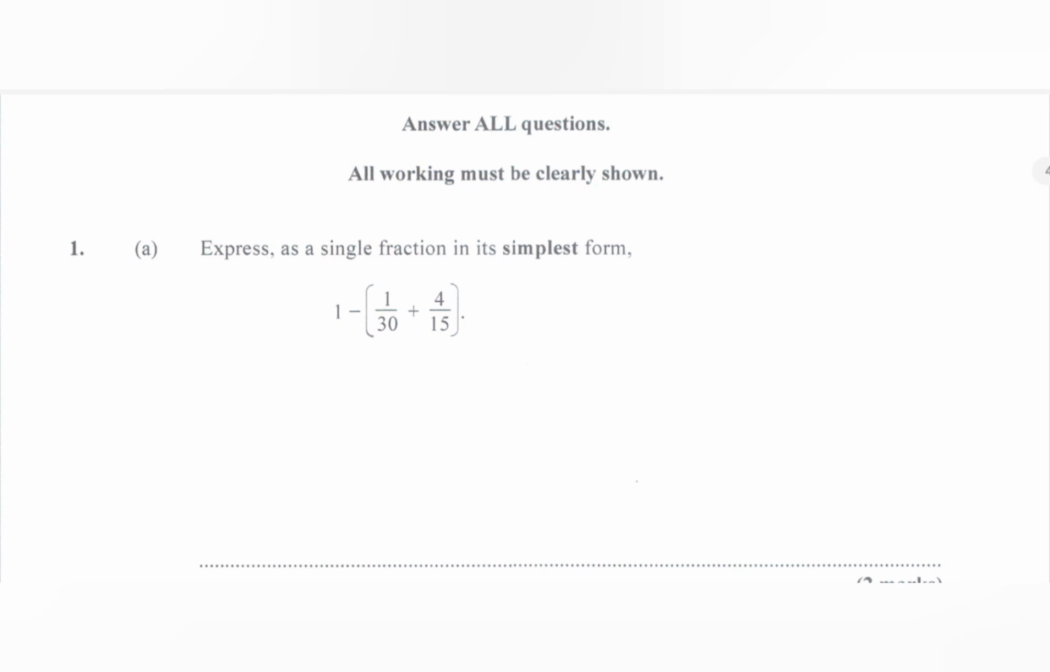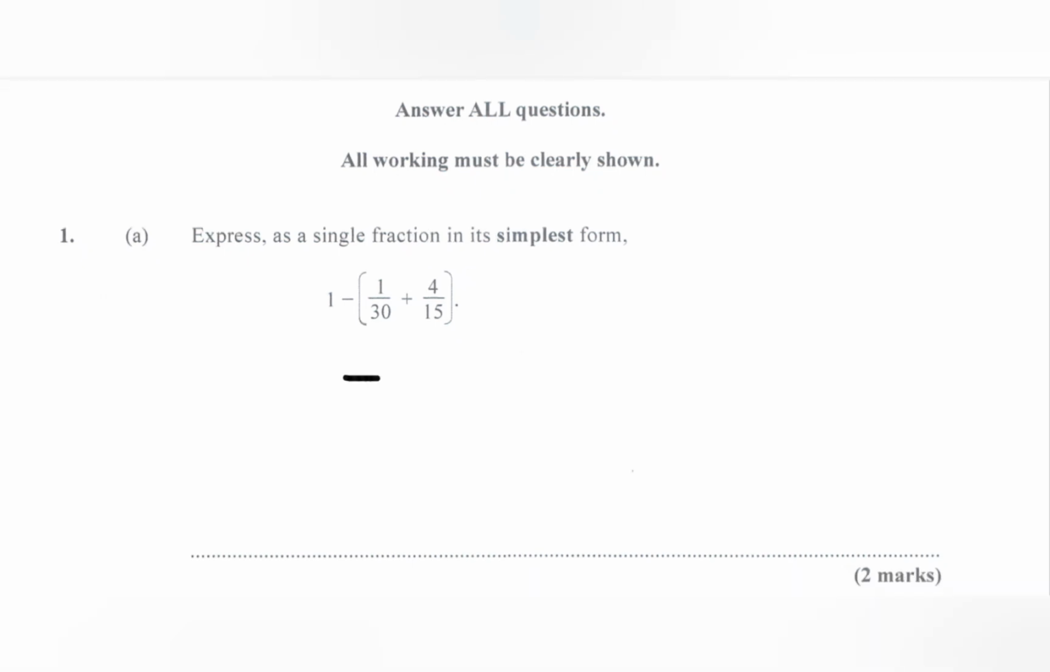The question says express as a single fraction in its simplest form: 1 minus open bracket 1 over 30 plus 4 over 15. So in this question we're going to work the brackets first, and in order to do that we're going to find the LCM. The LCM of 15 and 30 is going to be 30.